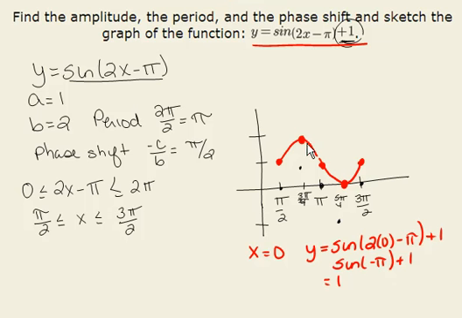This makes sense because if we continue in this function at pi over 4, it would go back to 0, and then it starts increasing again until it hits its y-intercept at 0, 1.